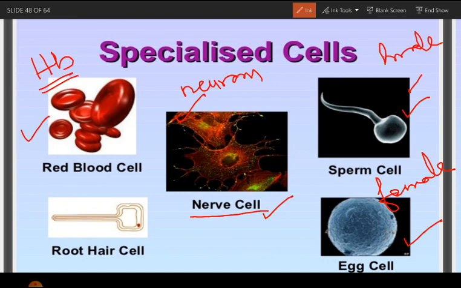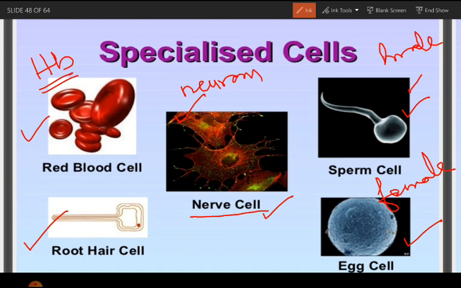Now the next example given here is that of the root hair cells. Root hair cells are present in the roots of the plants, and these are concerned with the absorption of water and dissolved mineral salts from the soil to the aerial parts of the plants. The structure is in accordance with the function of the roots, जो कि उनको perform करना है वो function. So these are special cells.